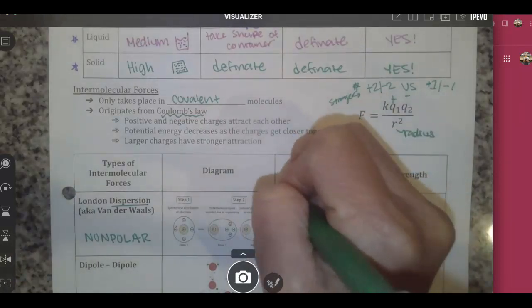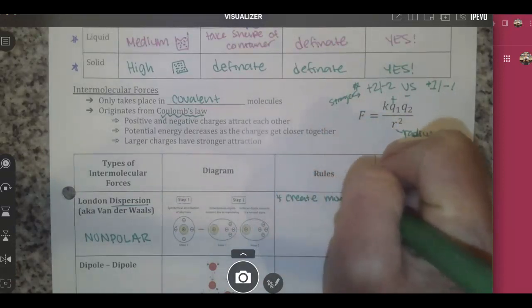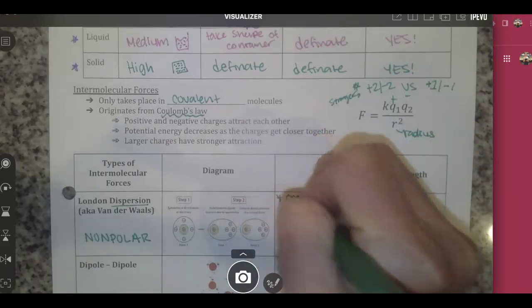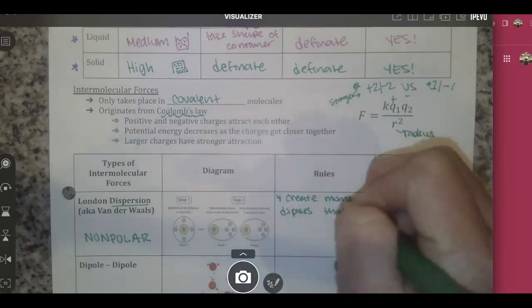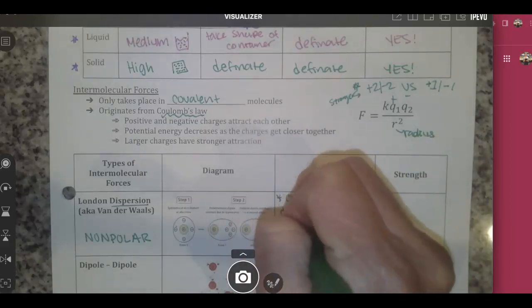And these non-polar covalent compounds create these momentary dipoles that allow two molecules to attract one another.